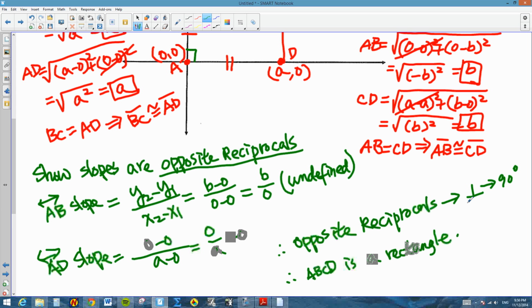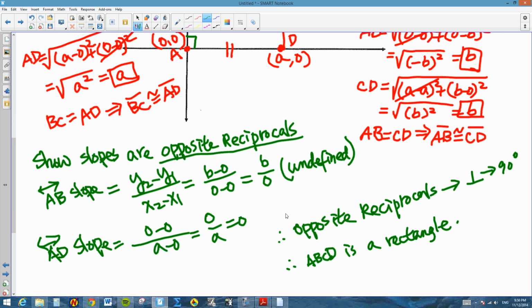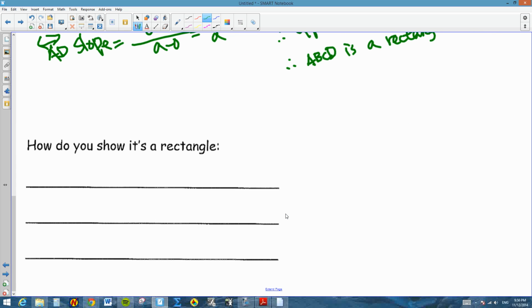It's kind of long. I hope you understand. If you need, you can go over that again. Maybe you need a little bit of time. So how do you show it is a rectangle? Let's write that down.